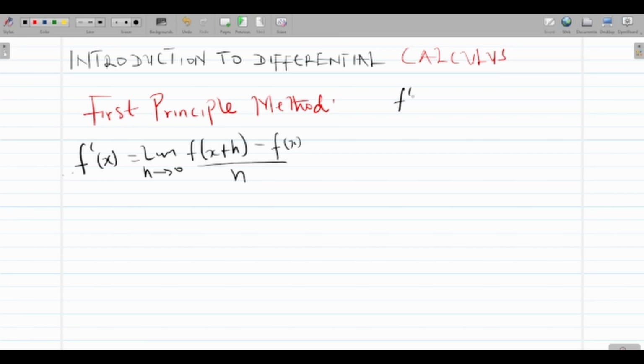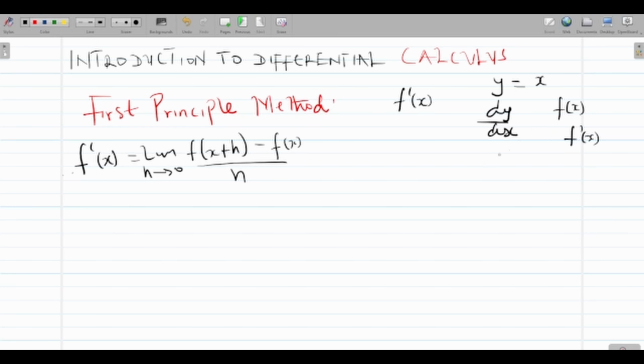Here we have f prime of x. So f prime of x is the derivative of a function. Suppose you have something like y is equal to x. Then you say dy over dx. So the derivative of this function is dy over dx, right? Now, if you have a function like f of x, the derivative of f of x is simply f prime of x. So that is what it means.